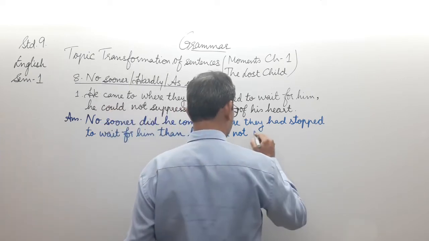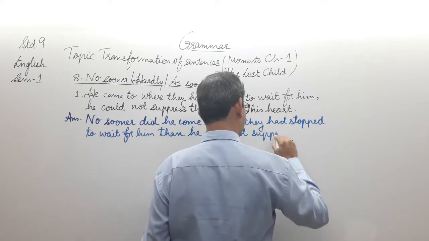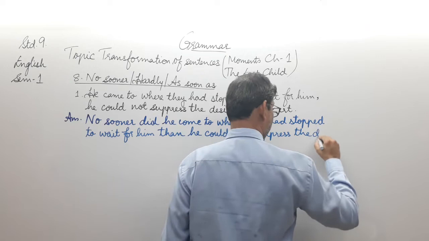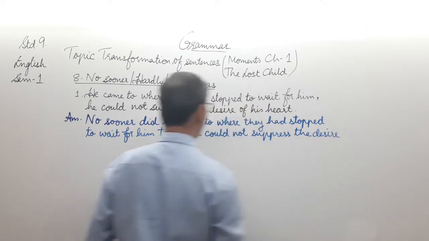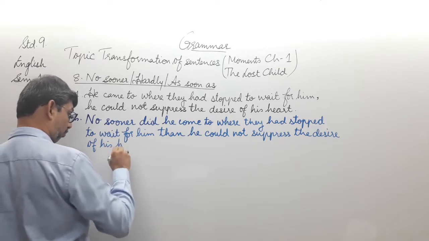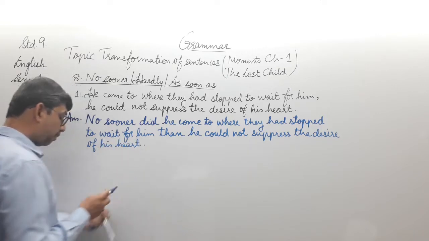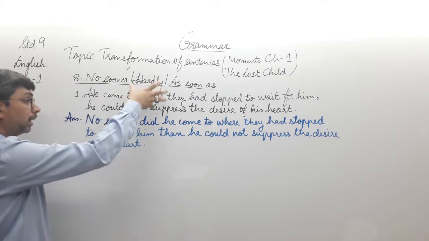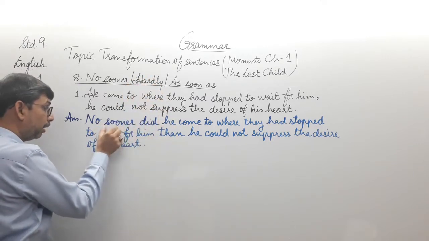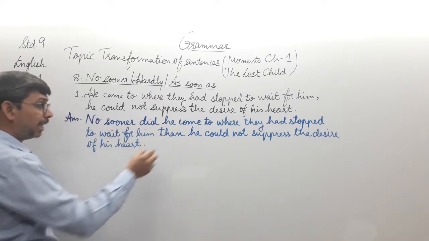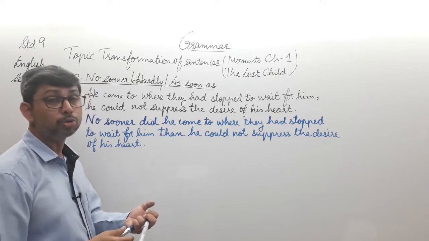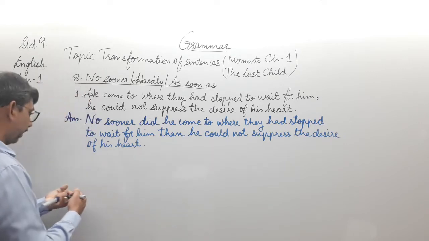Suppress the desire of his heart. So in this manner we have transformed the given statement with the help of no sooner and than. So this is something that you need to learn properly, and the necessary changes that come about when we make use of no sooner in our sentence to write the given content.